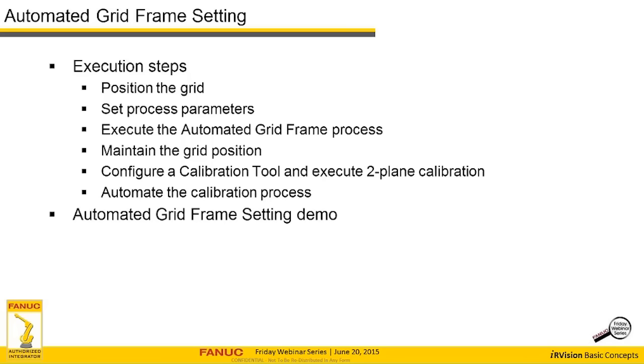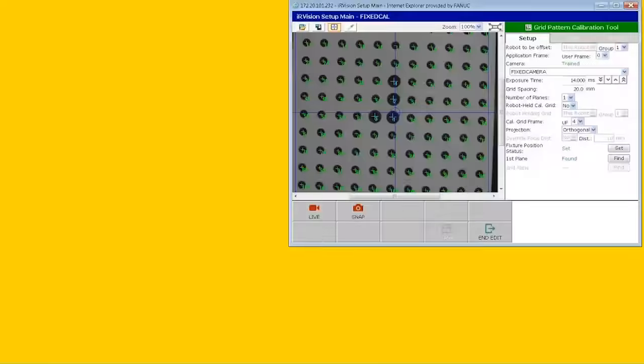If we're going to move on to calibration, just like before, we have to maintain the grid position without moving it after we have executed the grid frame process, and configure a calibration tool to execute a two-plane calibration. We can even automate that calibration process, and I'll show you how to do that in a moment. But let's look at the automated grid frame setting in a demonstration.